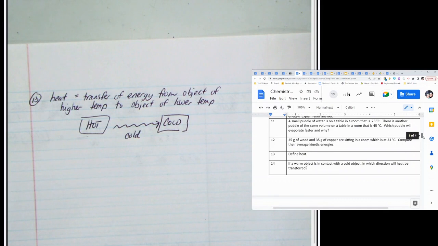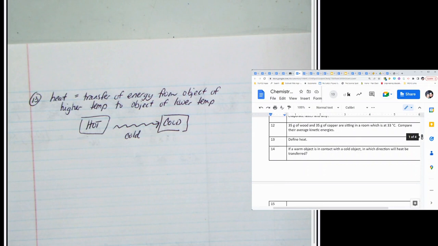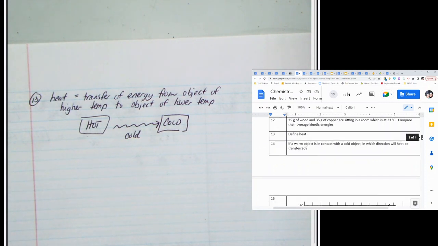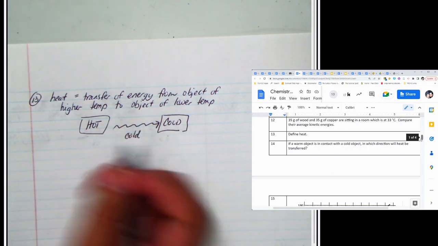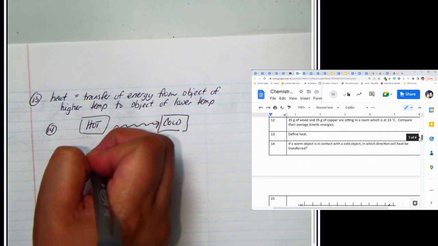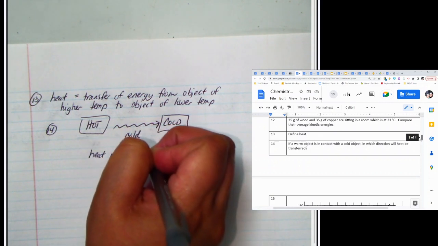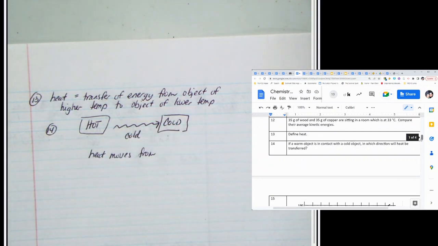That's number 13. So number 14, if a warmer object is in contact with a cold object. Okay, we just did this, the same question. If a warm object is in contact with a cold object, in which direction will heat be transferred? It goes from warm to cold, or hot to cold. You can draw this for number 14 and then specifically put that heat moves from hot to cold.